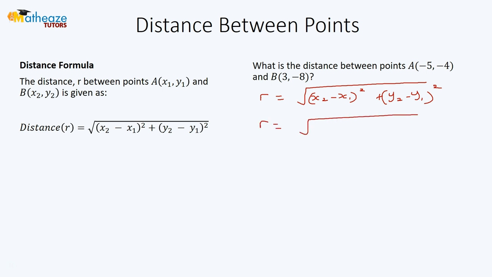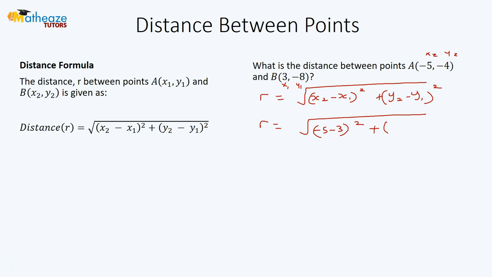R is going to be the square root of (x2 minus x1), so negative 5 minus 3, squared, plus (y2 minus y1). So this is going to be our x2, y2, and this is our x1, y1. So you can switch them.